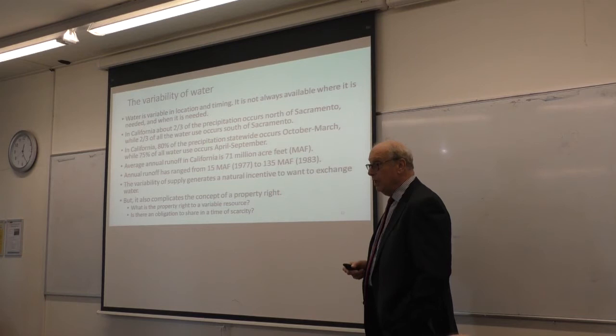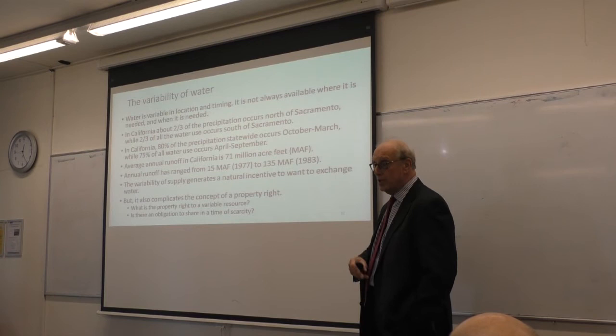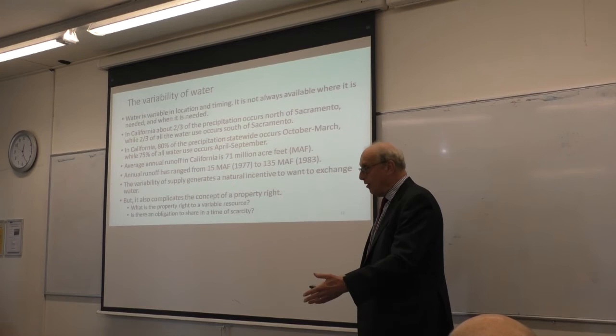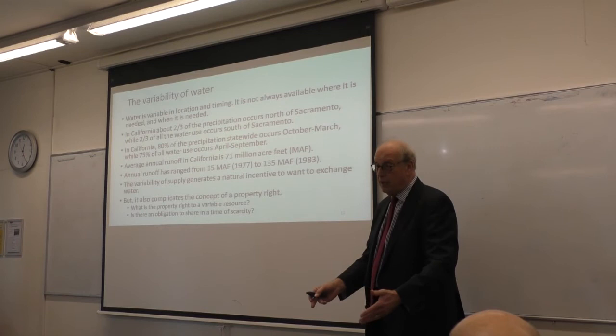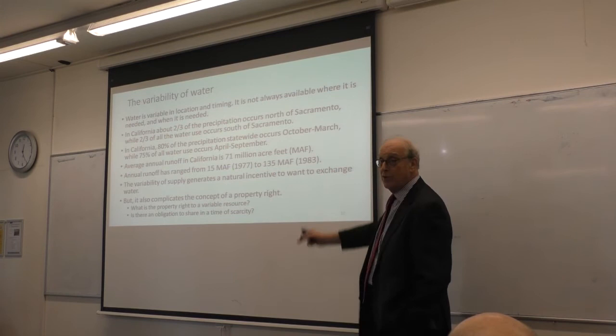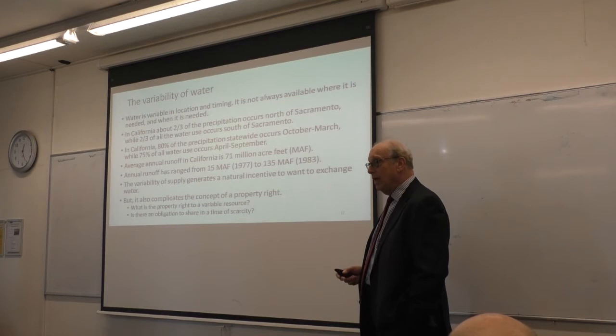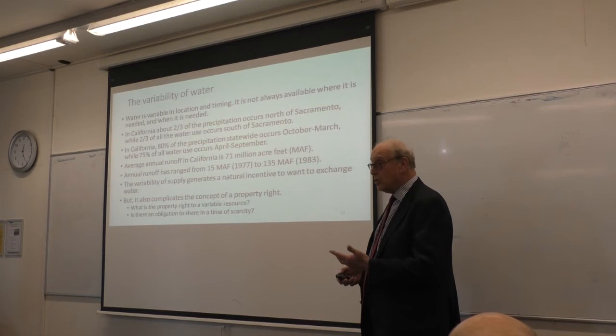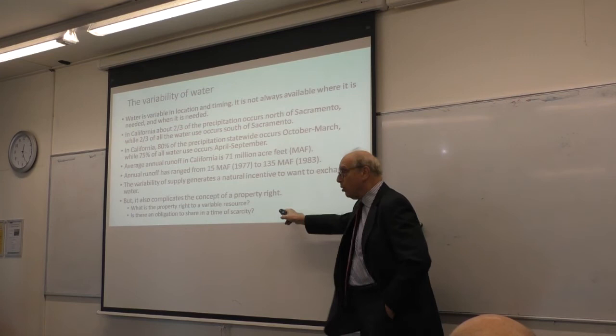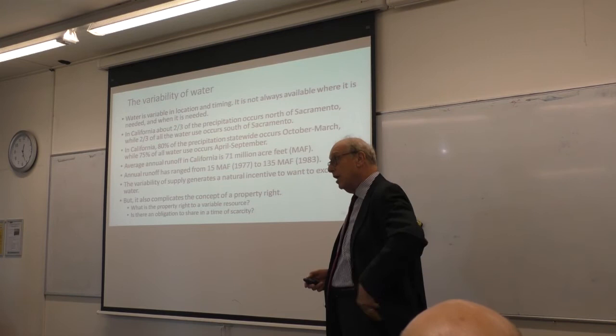So precisely because the flow is variable from one year to another, there's a strong incentive for water transfers. You have farms, you have fields with crops planted, you have factories located, you have homes located. If suddenly you go from 71 million acre feet to 15, this is a problem. The variability of water supply is endemic, and some sort of transfers would be a natural solution. There's also the question, which I'm going to come back to, is there an obligation to share water at a time of scarcity? And the answer is, in some religious codes, and in many ethical codes, yes.